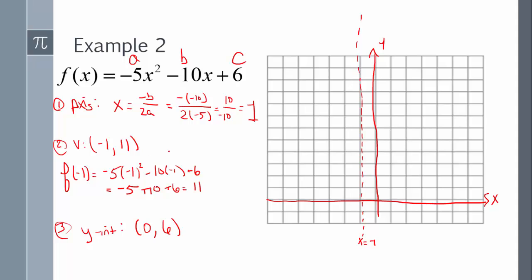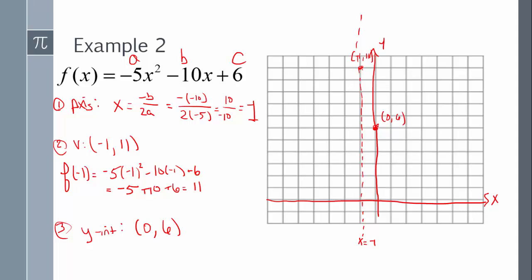Okay. And then I can plot my vertex. So at x equals negative 1, y equals 11. 1, 2, 3, 4, 5, 6, 7, 8, 9, 10, 11, right here. I have my vertex. My y-intercept is at 0, 1, 2, 3, 4, 5, 6.